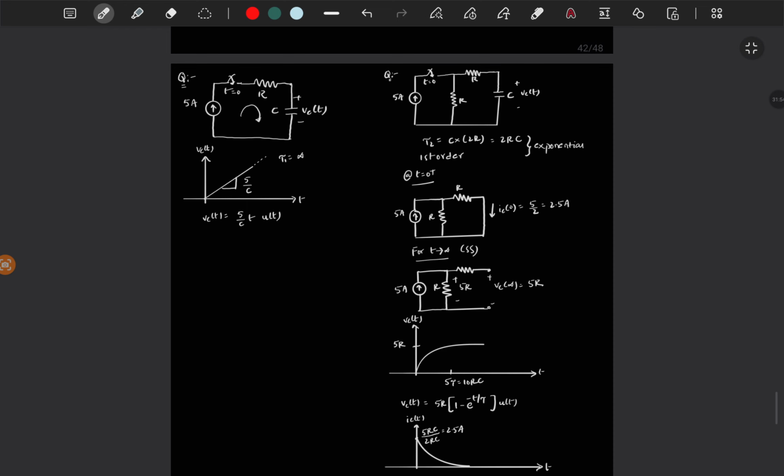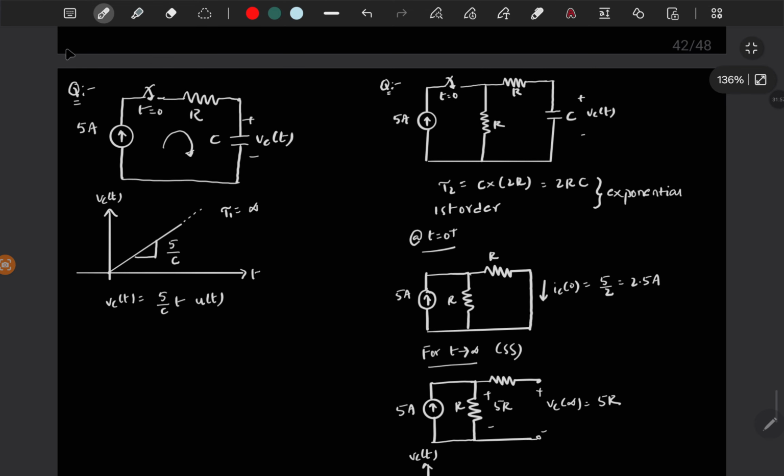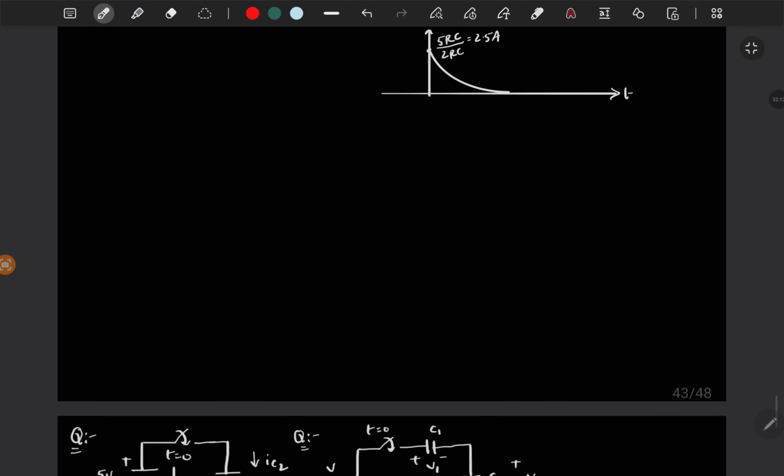So this is the difference between these two circuits. Here we are directly pumping a constant current through a capacitor, but here the capacitor charging should be exponential, because we are not pumping a constant current through this capacitor. So that is the difference between these two circuits.